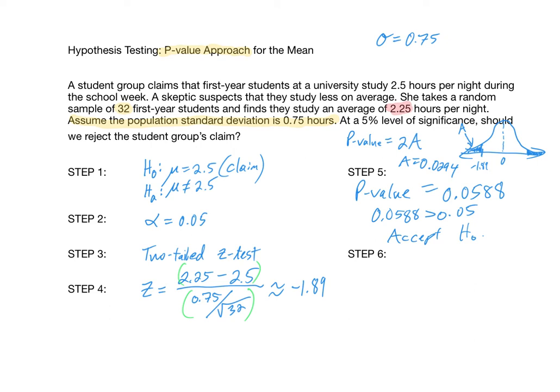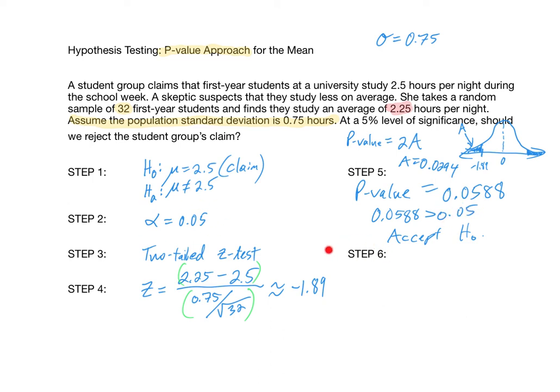Remember, I'm using the word accept, and really what I mean is technically that we failed to reject. They're not exactly the same, as you could see in a previous video, but accept is just easier to say. So in step 5, we found the p-value is 0.0588, and we have decided to accept the null hypothesis because that p-value was greater than the significance level alpha.